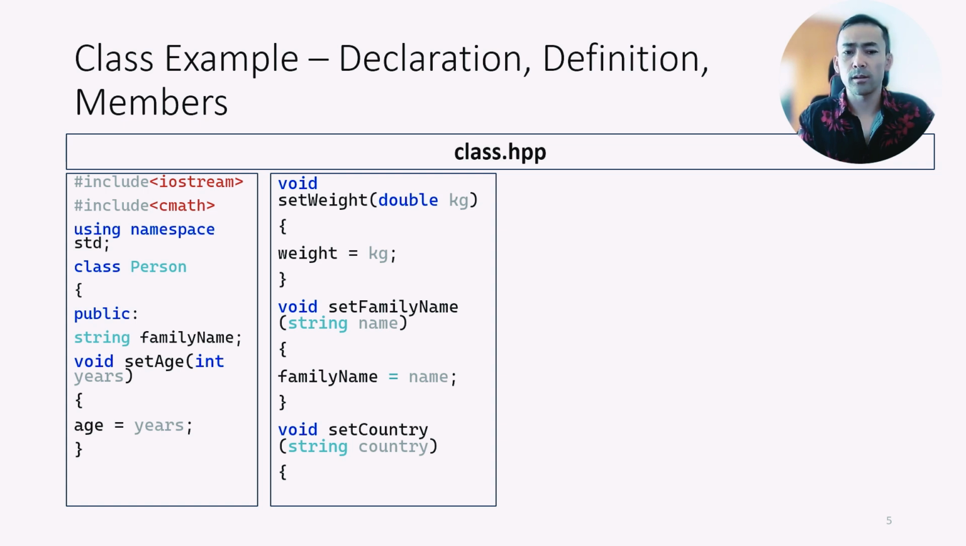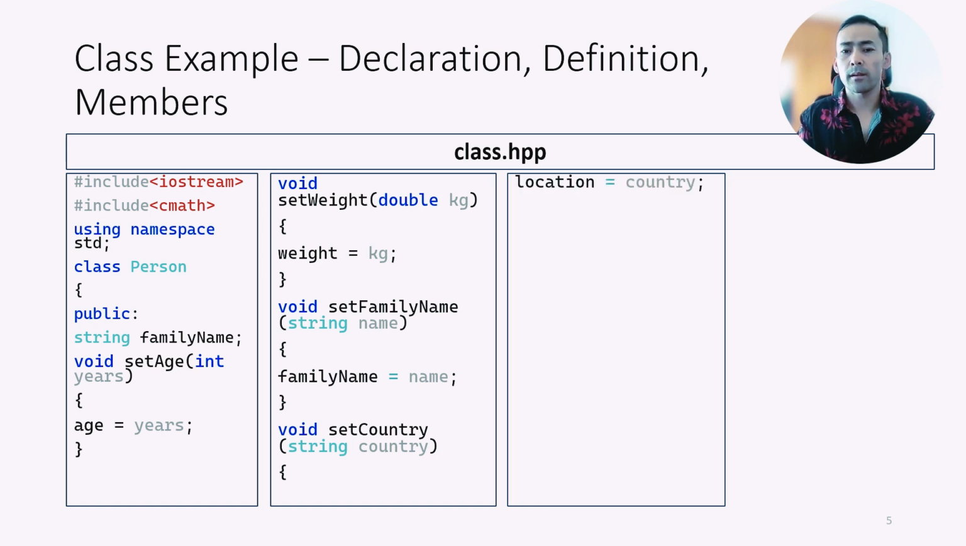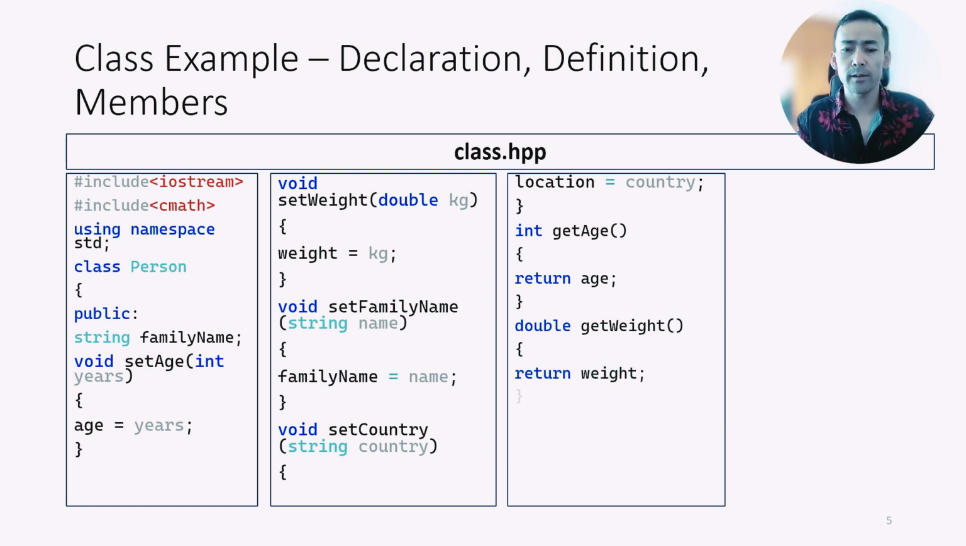The same way we set the weight, set the family name, and the family name is of course a string. And then we set the country. So a Person class may have a family name, a weight, and an age, as well as the country where he lives. And the location, of course, equals country. On the other hand, we get the age, we get the weight, and we also get the family name.